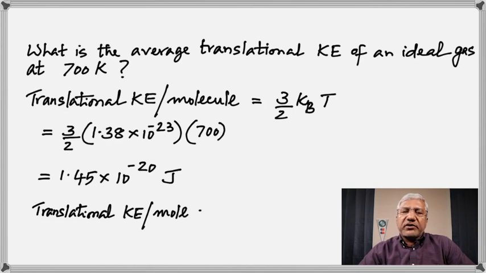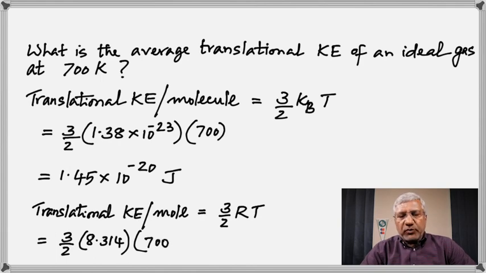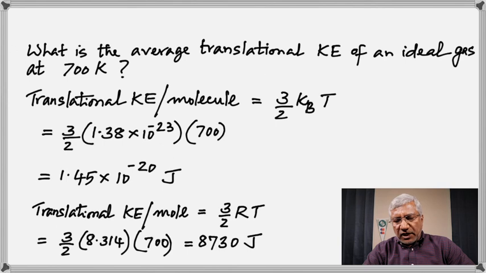If you want to find out the translational kinetic energy of 1 mole, we've got to multiply it with the Avogadro number. Again, kB times N A becomes R. So per mole, the answer comes out to be 8,730 joules.